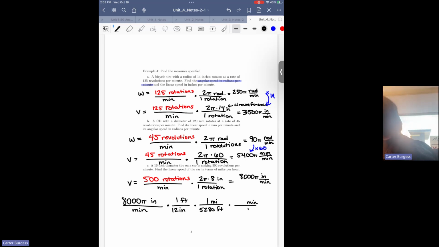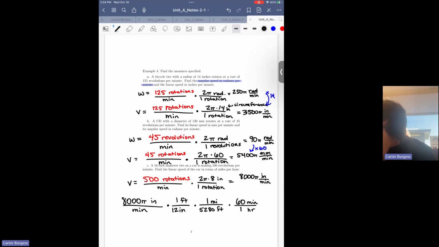Ultimately, we want hours, and we can jump straight to hours without too much difficulty. In particular, after 1 hour passes, I have 60 minutes. And this is just multiplication. 8,000 pi times 1 times 1 times 60, over 1 times 12 times 5,280 times 1 in my denominator. Plug it into your calculator, see what you get.